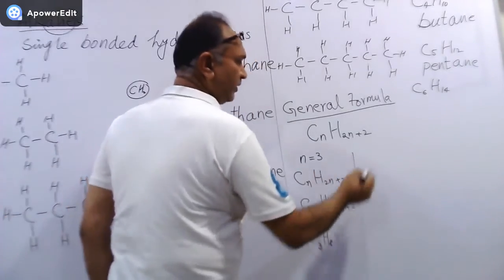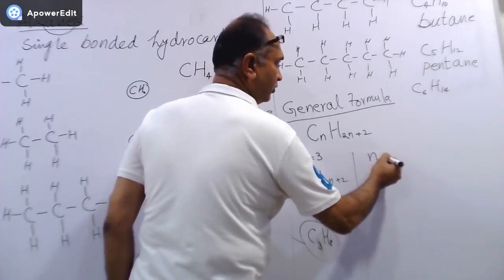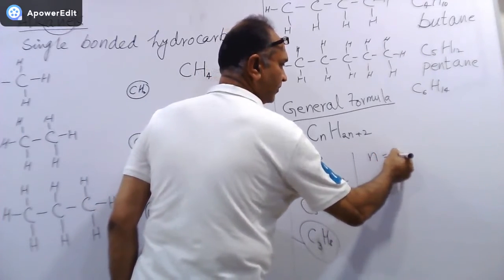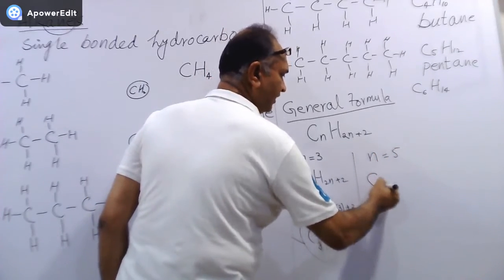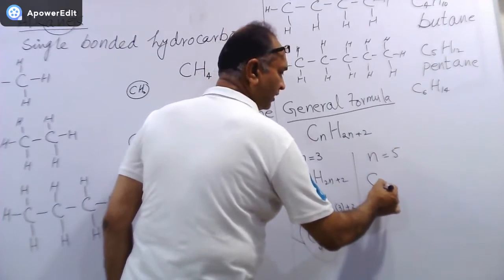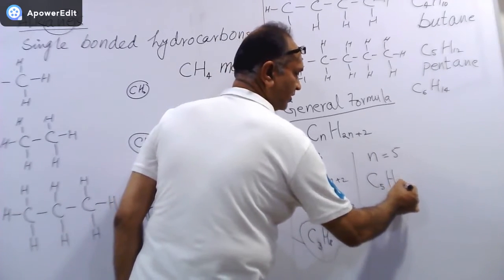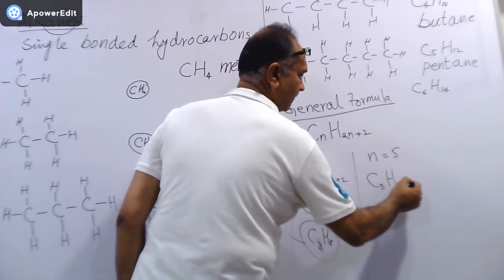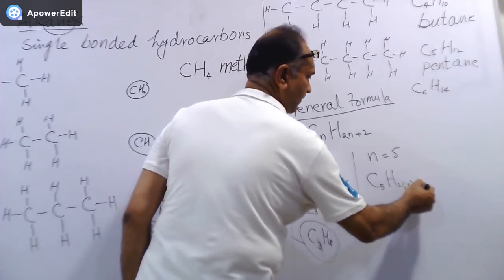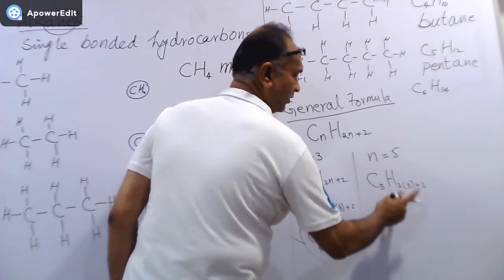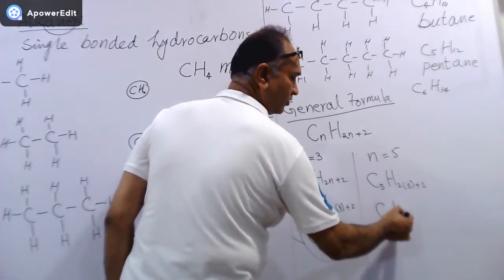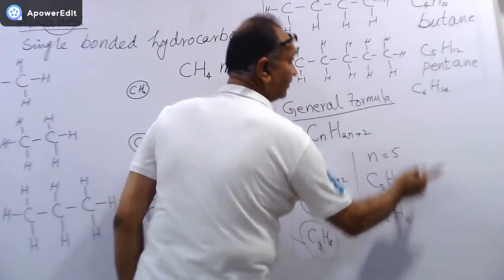See another example. Let's suppose n is equal to 5. I am writing the values directly, not writing the formula. C5, so 5 twos are 10 plus 2, 12. C5H12.